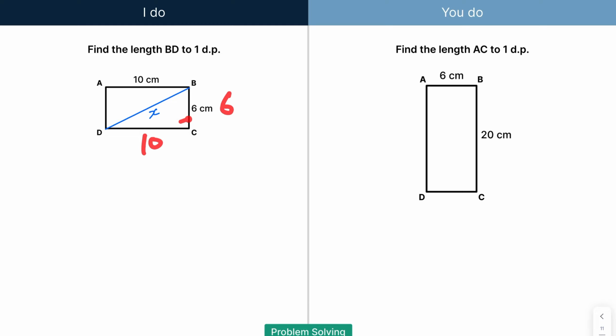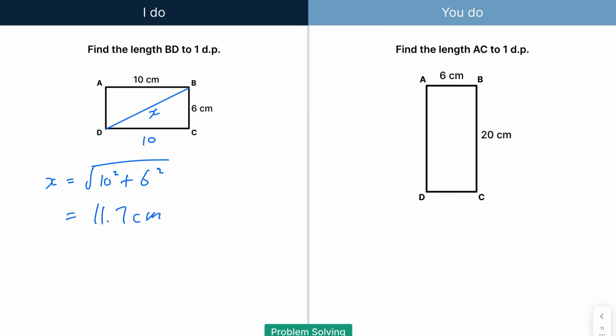So if this is 10, this is 6, this is opposite the right angle, that's the longest side. Okay, so if it's the longest side, remember, inside the square root, we're going to add a plus sign, and we're just going to square the other two sides. So my answer here is going to be 11.7 centimeters to 1 decimal place.